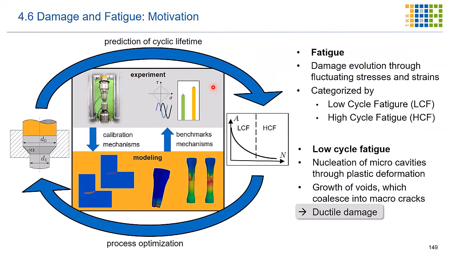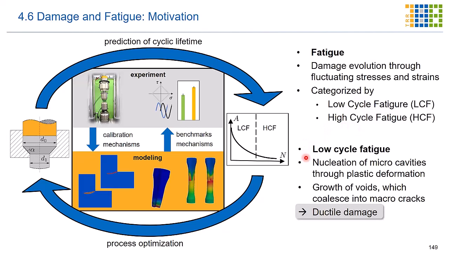And talking about performance, of course, if you have a damaged component, you want to know more about the lifetime, about the performance until there will be really failure. And therefore, damage can evolve even more, for example, after some forming process, by fluctuating stresses and strains. And for that reason, I would like to distinguish here the low cycle fatigue and the high cycle fatigue behavior.